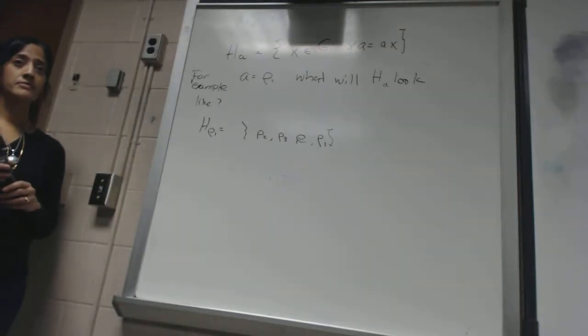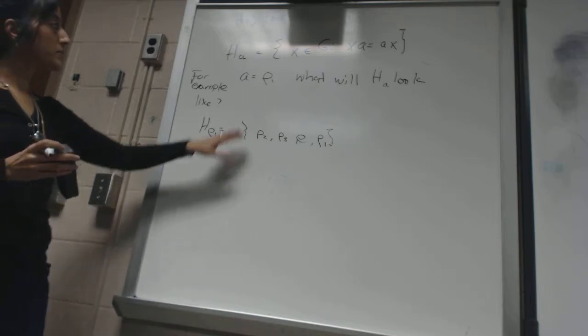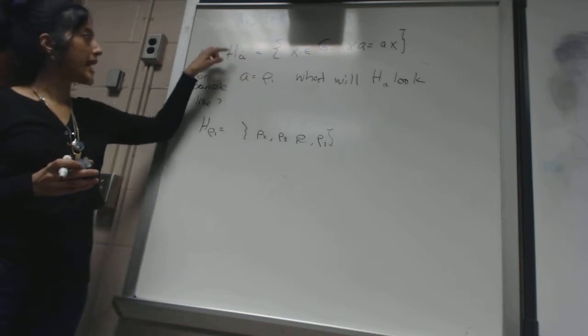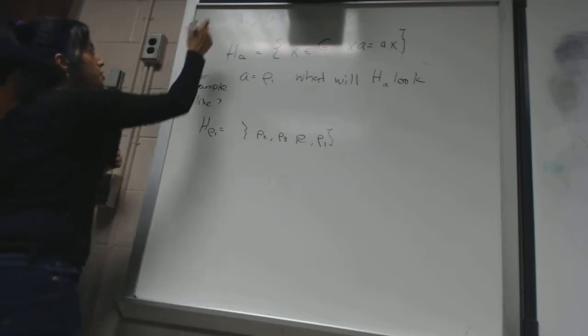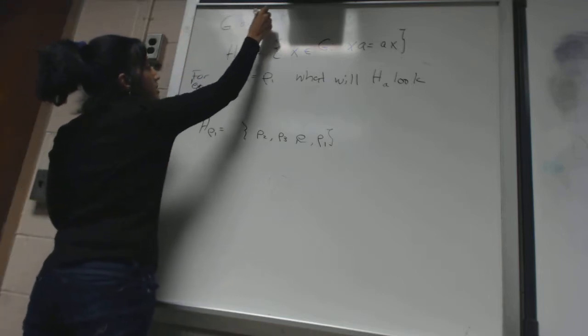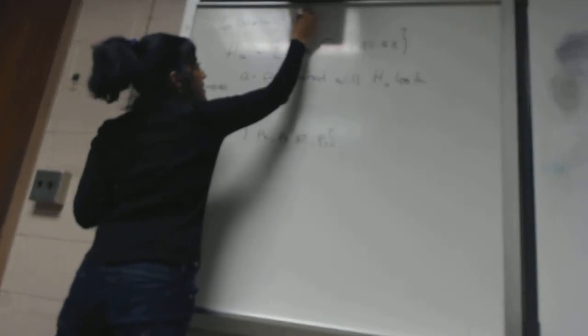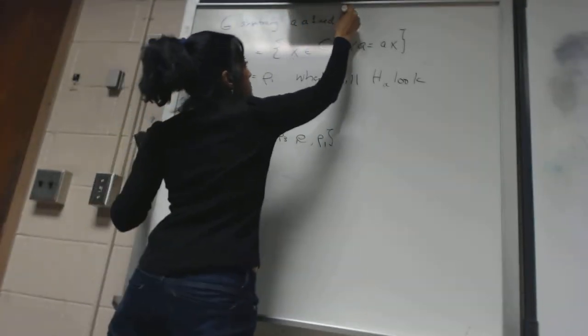I'm not following you with this. Where does row 2 fit into HA? Okay, so HA, yeah. A was fixed in that problem, right? A is row 1. So G was given, G is arbitrary. A was a fixed element of G.